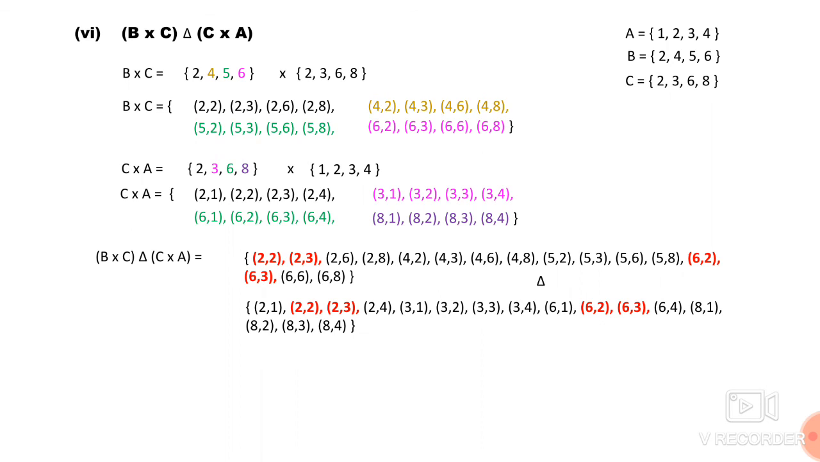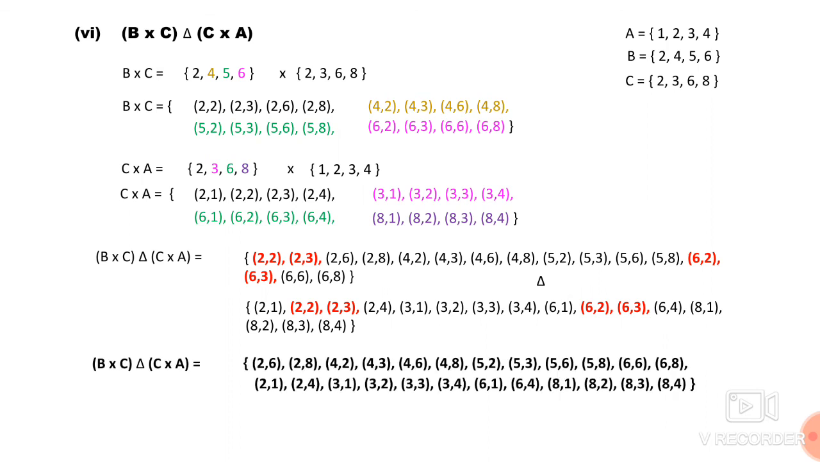We know that in symmetric difference we cancel out the common elements. So 2 comma 2, 2 comma 3, 6 comma 2 and 6 comma 3 will be cancelled out, and the remaining elements of both the sets will be written. So our answer will have all the remaining ordered pairs. Okay, that was part 6 of question number 5.